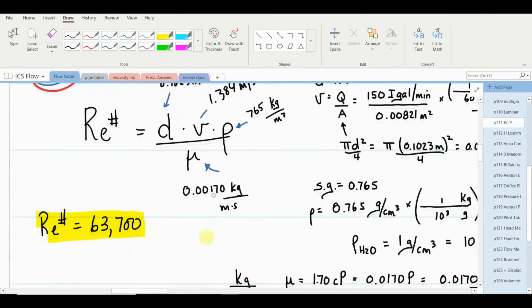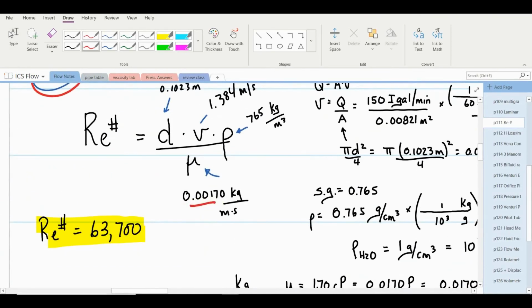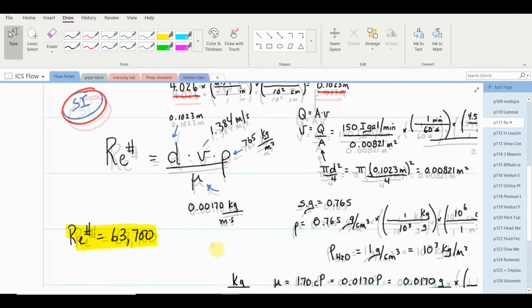And here's that value. So if you combine all these together, you'll find the Reynolds number is 63,700. And the units cancel. What kind of flow is that? Well, clearly it's greater than 4,000, so that would be turbulent flow. This was done in the SI system.